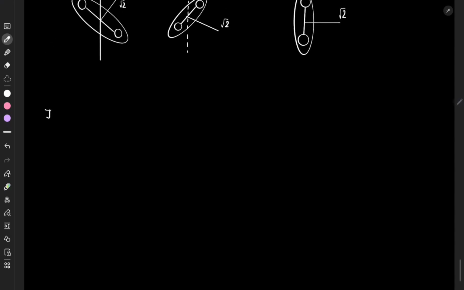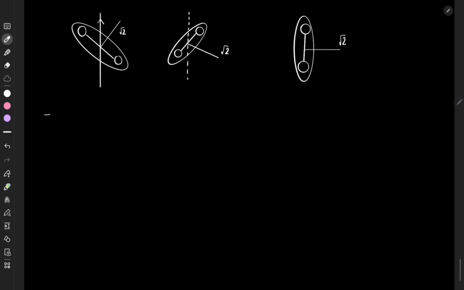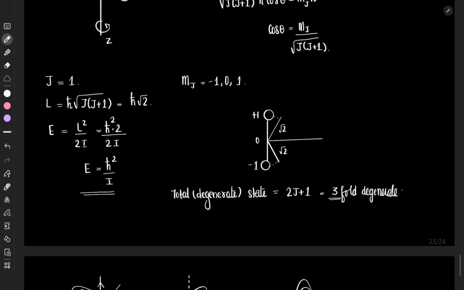Now we'll take the case for j is equal to 2. I will just write it like this. Okay, j is equal to 2, that means mj is equal to minus 2, minus 1, 0, plus 1, plus 2. So let's see its orientation. Also I forgot to mention this one. So with these mj values, it will look like this.